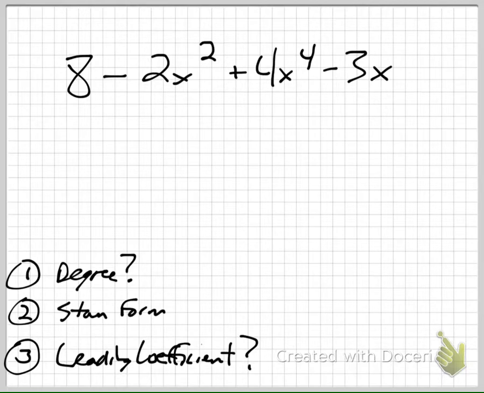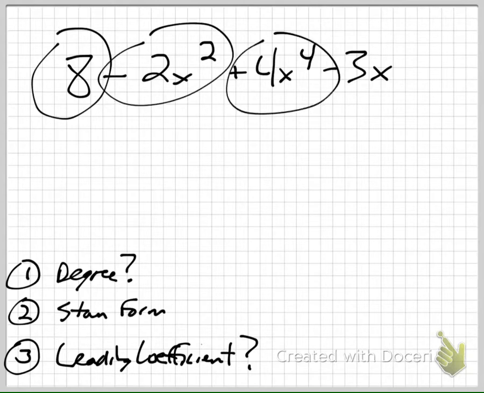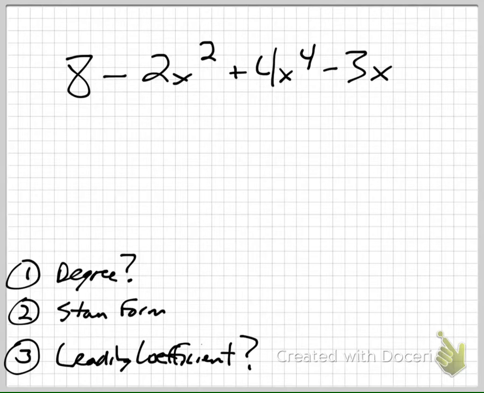Okay, so the first one says the degree. So I'm going to look at each one of these and decide which one's the biggest one. The 4x to the 4th. So how many degree polynomial is this? It's a 4th degree polynomial because of that guy. And then I'm going to write it in standard form.